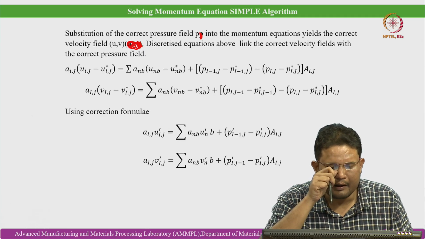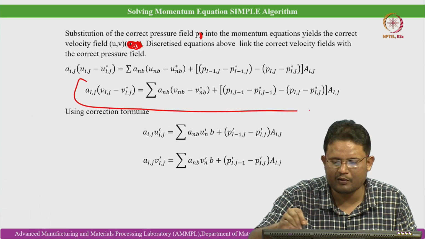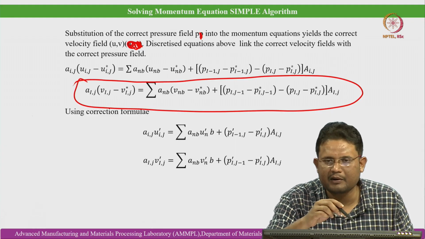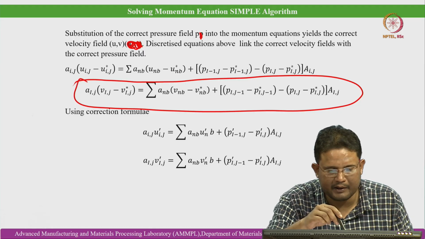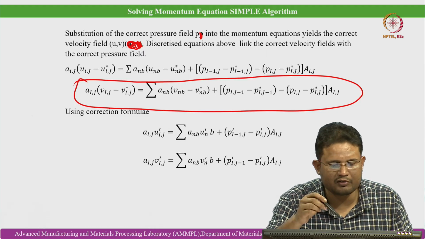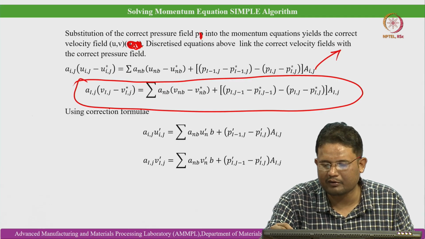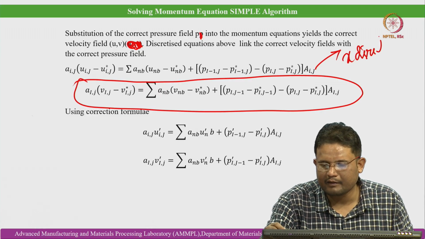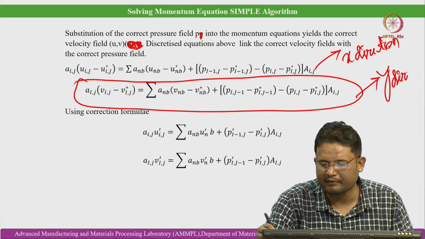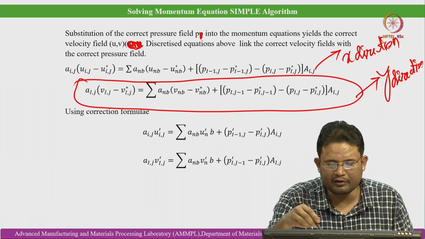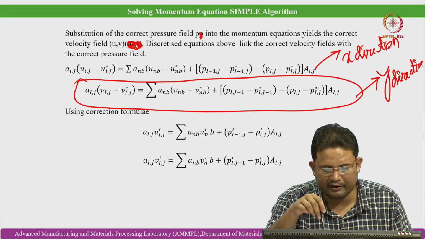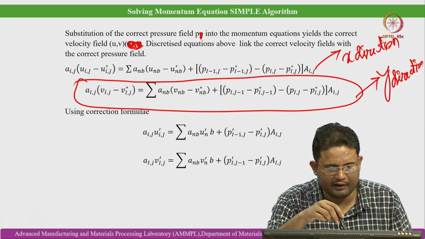From here we can simplify it further to the below equation, which states A_ij multiplied by (V_ij minus V*_ij) is equal to summation of A_nb in the bracket (V_nb minus V*_nb) plus the pressure difference terms. So, this is for the x velocity, that is for the x direction, and the bottom equation is for the y velocity, the y direction. These are the discretized equations.